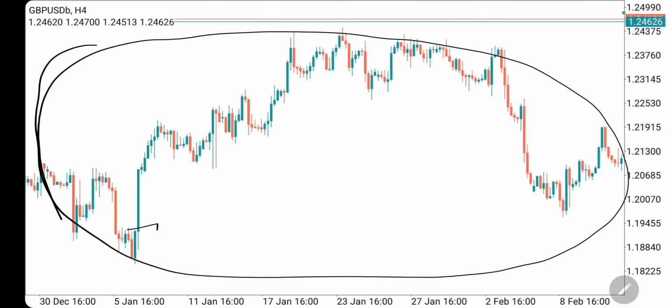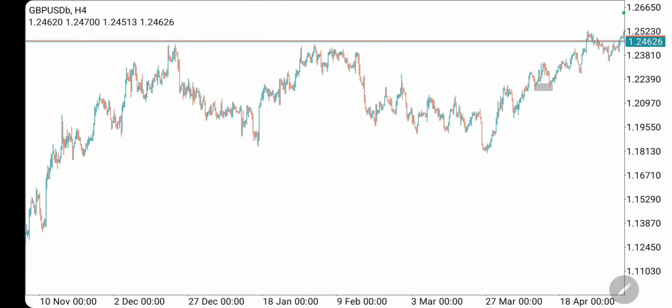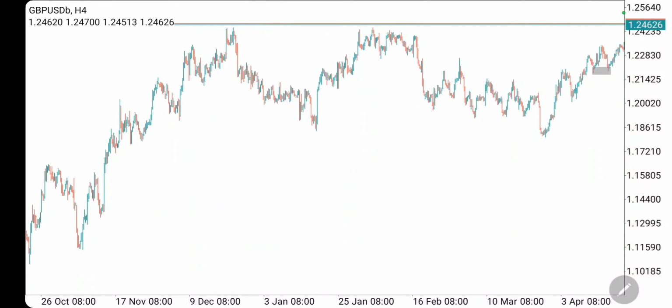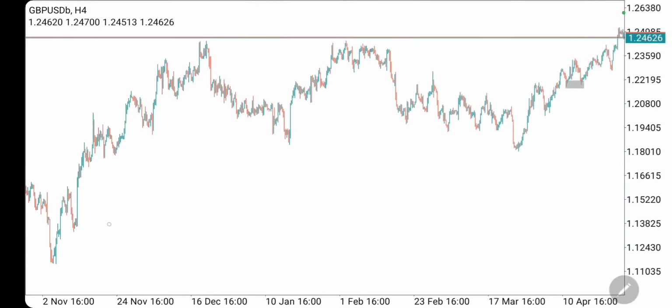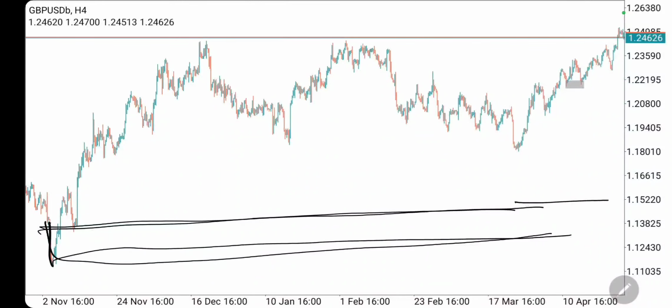Now I can trade zones here. I can trade this zone, this zone, this zone. But when you zoom out and you see this zone now, the probability of success of this zone here, this is a demand zone, may not be high. It may not be high because this is an old zone. This is an old zone.